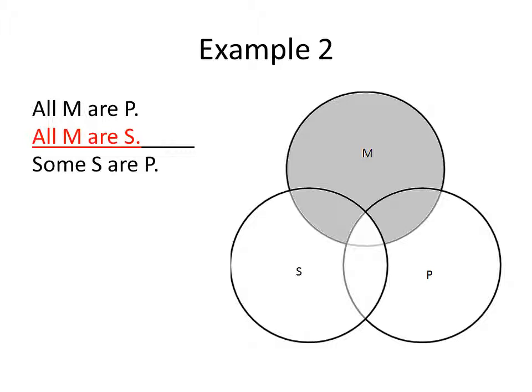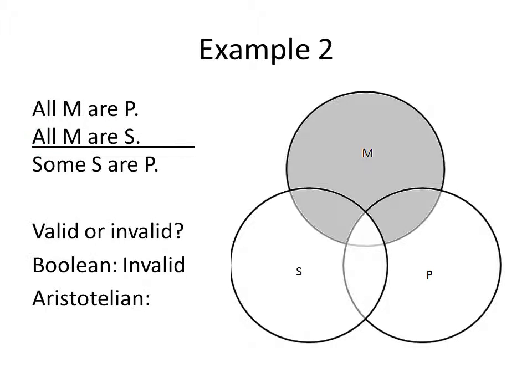Okay. So let's figure out whether this is valid or invalid from the Boolean and Aristotelian perspectives. From the Boolean perspective, it's very easy to see, it's invalid. So here's the trick. From the Boolean perspective, any argument where both premises are universal and the conclusion is particular is going to be invalid.